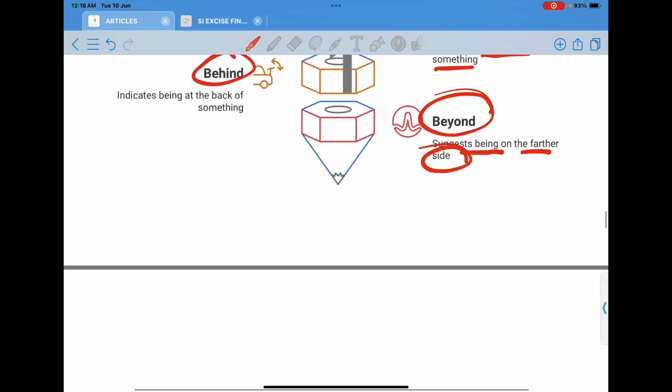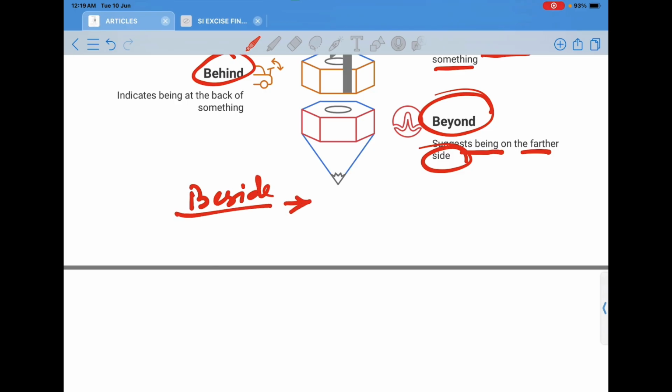Now there are two more. Okay. Beside. Now beside means by the side, by the side of. So he is beside me means he is near me. I sat down beside my wife.